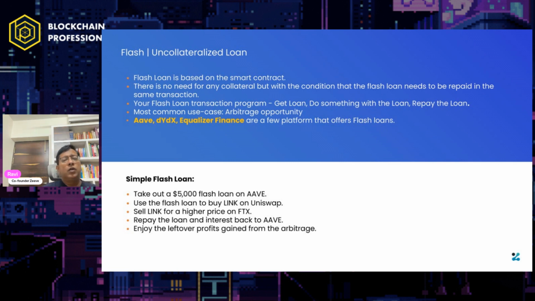But if you talk about a larger loan, let's say if you can deploy $1 million, then even 1% or 0.5% will become a significant profit opportunity. So that's where flash loans happen.